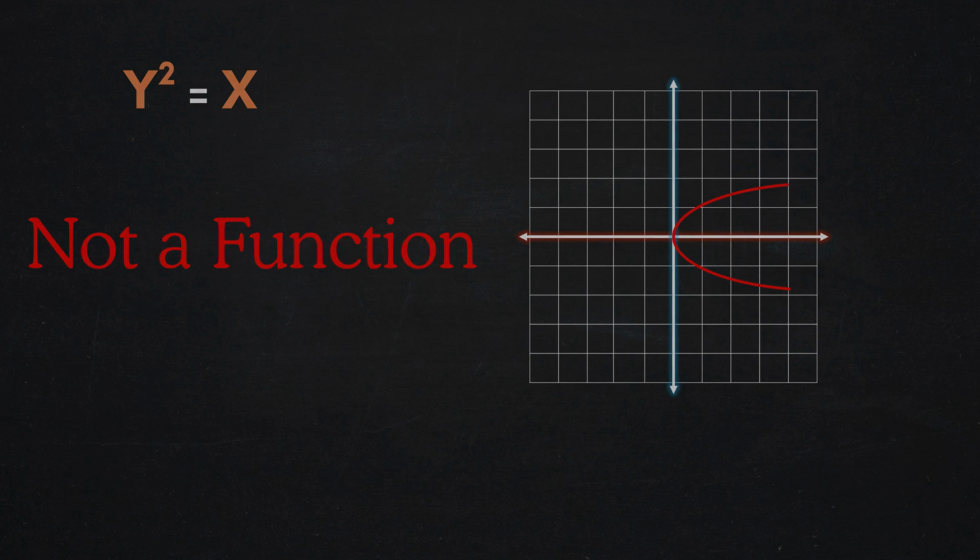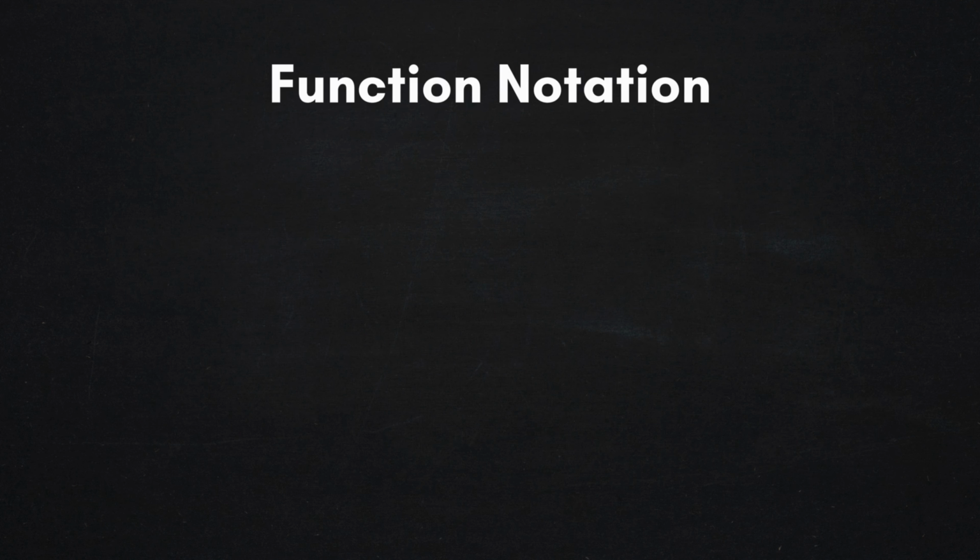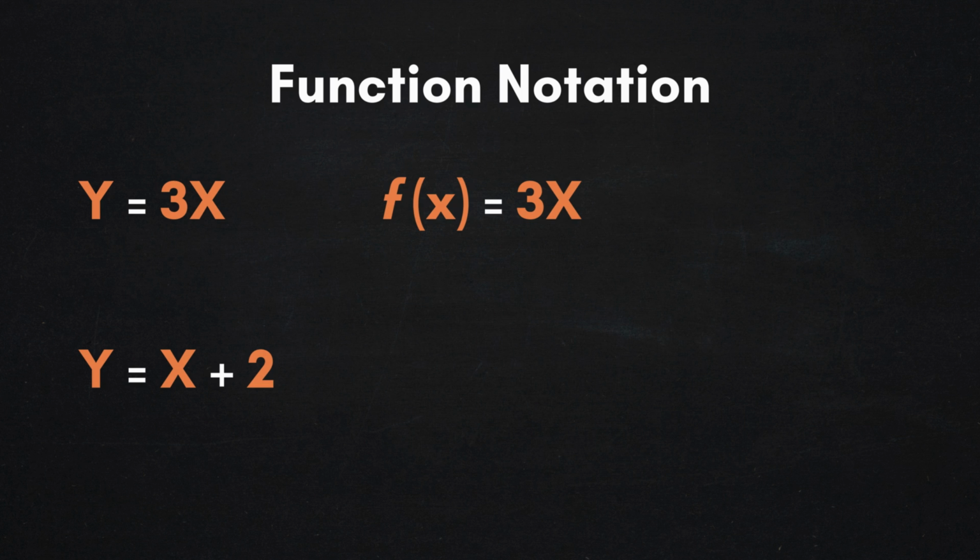Before wrapping up, there's one final thing we need to address: function notation, which often confuses beginners. Until now, we've been writing functions like y equals 3x and y equals x plus 2. However, in many textbooks and math references, you'll see functions written like f of x equals 3 times x, or f of x equals x plus 2. Why replace y with f of x? And what does it even mean?